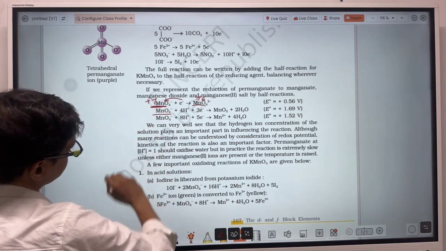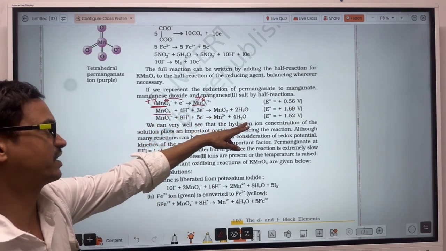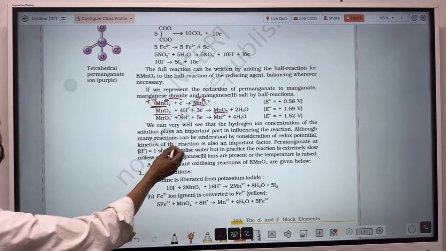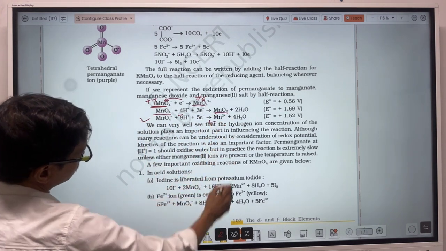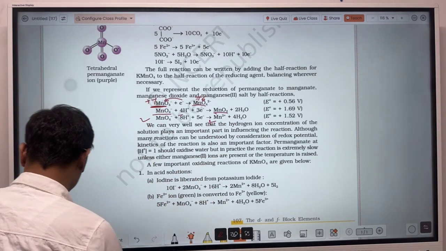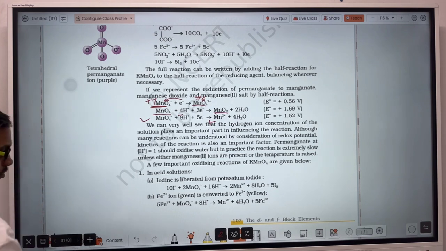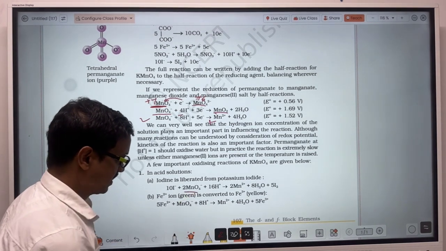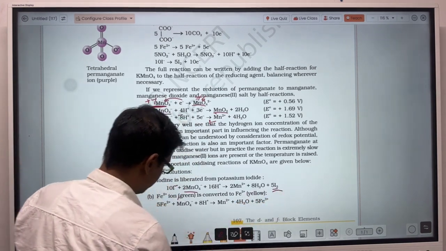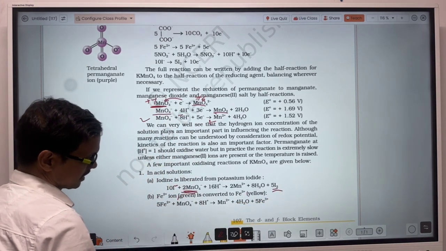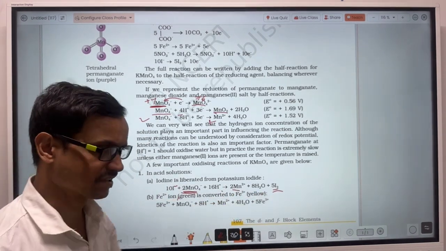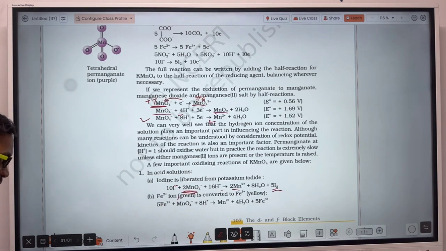Same here, MnO4 minus in acidic medium forms MnO2 in case of less acid, and with more acid it gives Mn2 plus. Now in acidic solution, you know that MnO4 minus is reduced to Mn2 plus. So iodide is converted to iodine, and MnO4 minus goes to Mn2 plus. The remaining hydrogen you balance with water. Balancing I shall also teach you in the redox reactions.